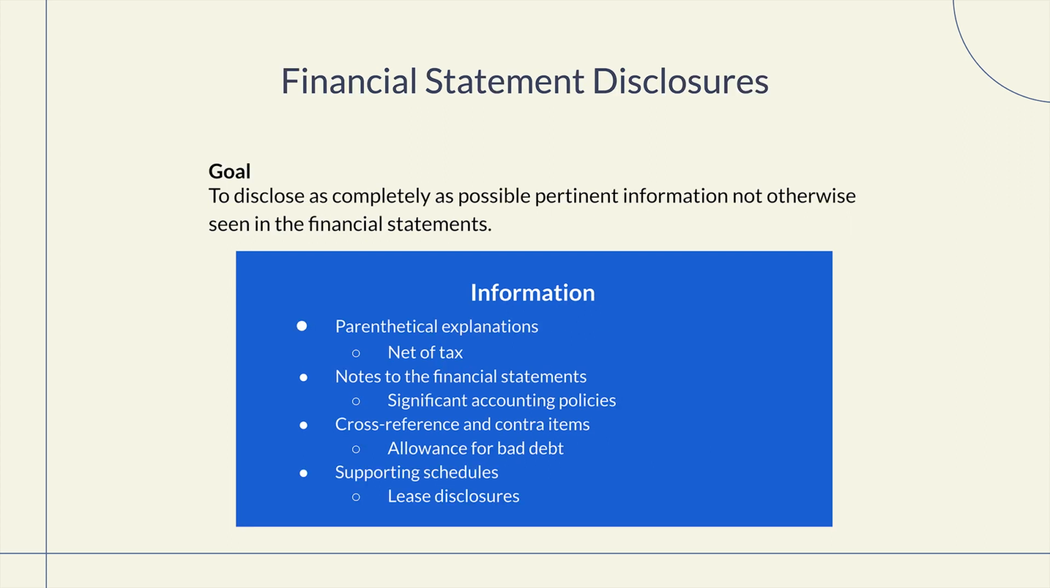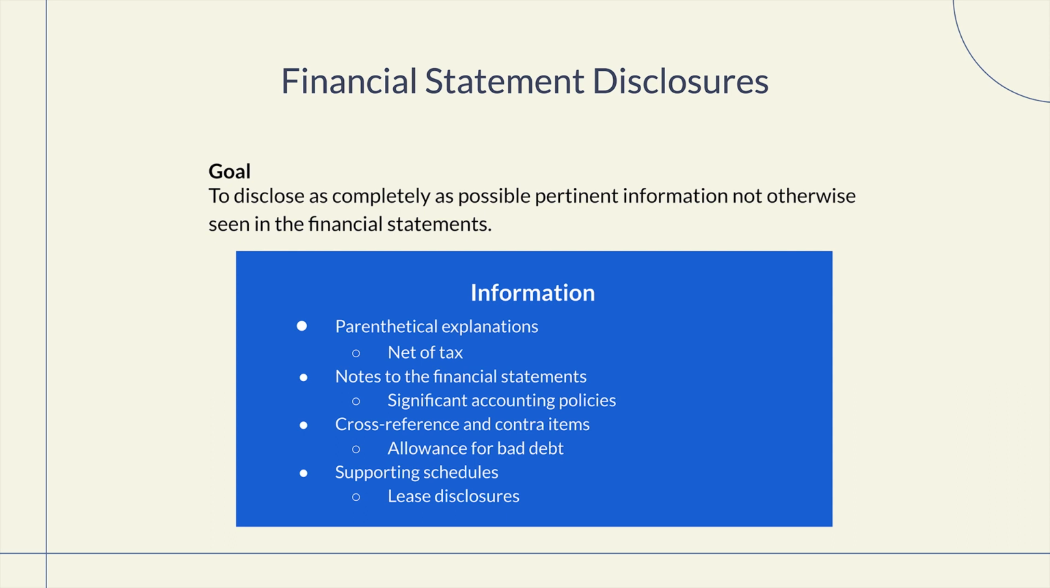Next, we move to financial statement disclosures. The goal of financial statement disclosures is to disclose as completely as possible all pertinent information that is not otherwise seen on the face of the financial statement. The first is a parenthetical explanation. This would be reported on the balance sheet itself, for example, net of tax or net of depreciation. The second is the footnote disclosures on the financial statement. One example that we'll explore in more detail is the summary of significant accounting policies.